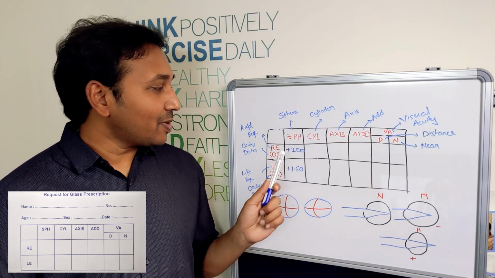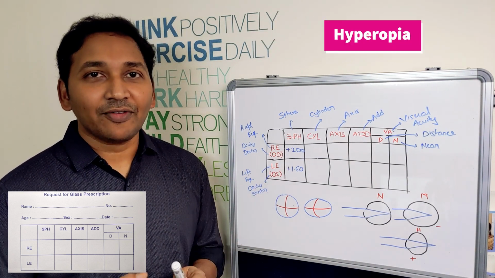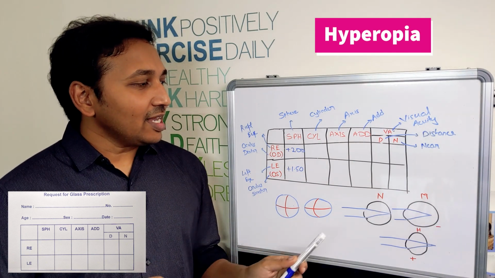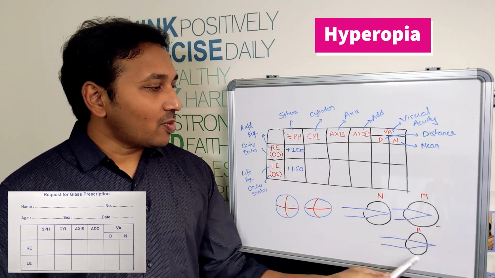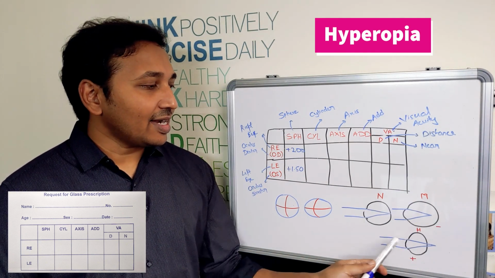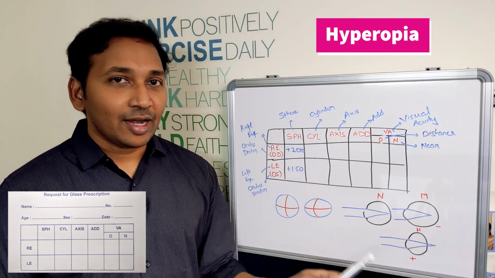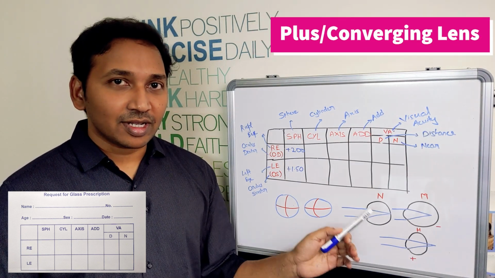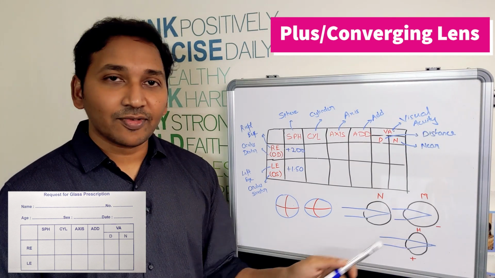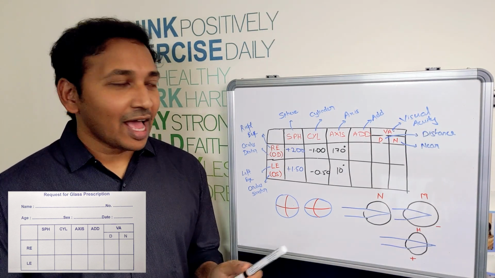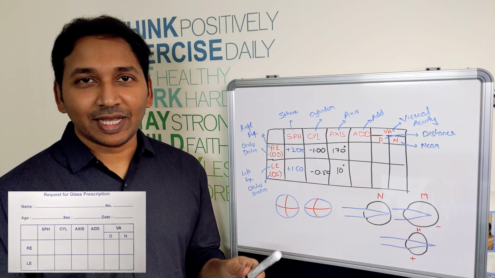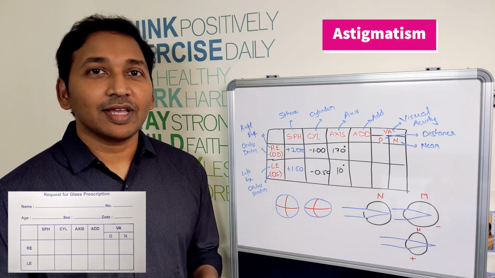If you have a plus power in the sphere, that means you have hyperopia. Usually in hyperopics, the eye is smaller than the normal, and so the light rays fall behind the retina. And to correct that, we give a plus or converging lens so that the light rays fall exactly on the retina. If you have a cylindrical component, whether it is plus or minus, that means you have astigmatism.